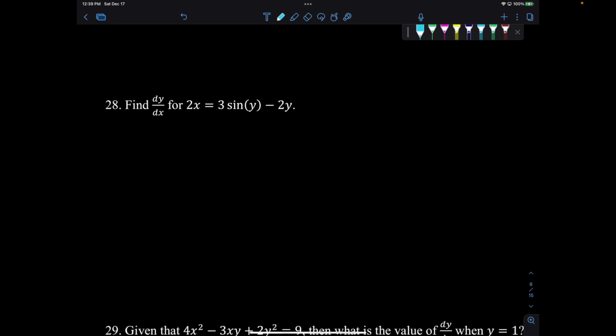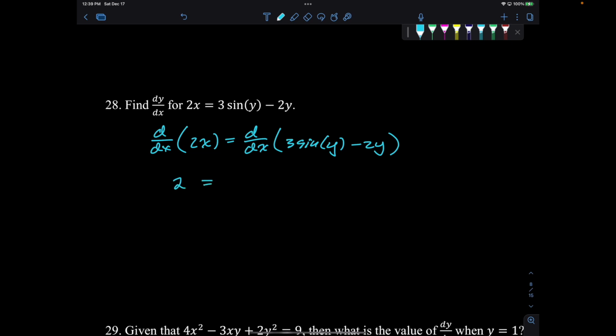Implicit differentiation, it looks like. So find dy/dx for this. We're going to take d/dx of 2x, and d/dx of 3 sine of y minus 2y. The derivative of 2x with respect to x is 2. The derivative of 3 sine of something is 3 cosine of that thing, and then the derivative of y with respect to x is dy/dx. And then the derivative of negative 2 times something is negative 2 times the derivative of that thing, which is dy/dx.